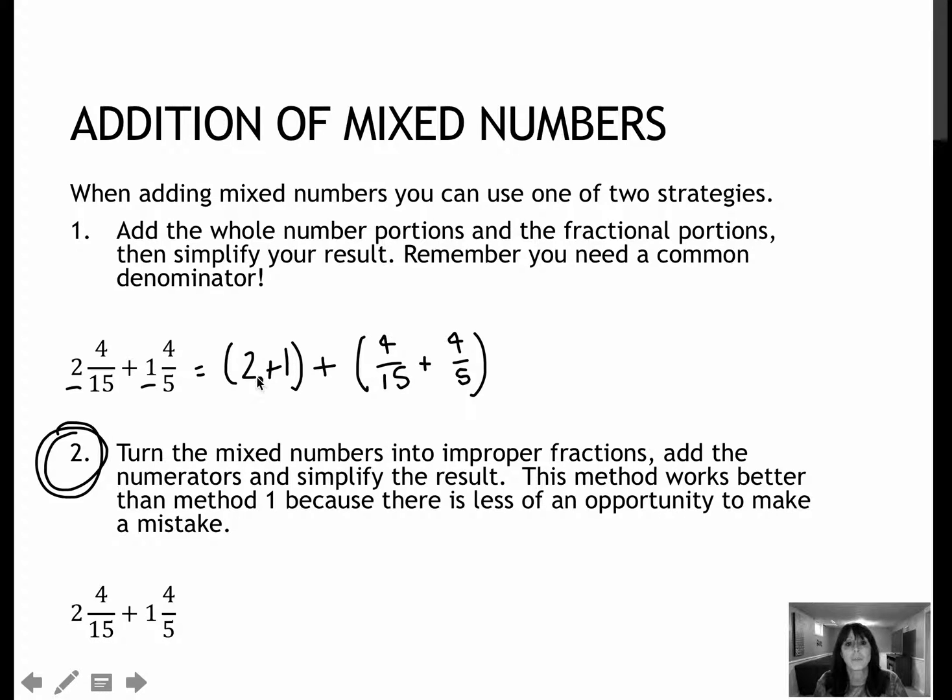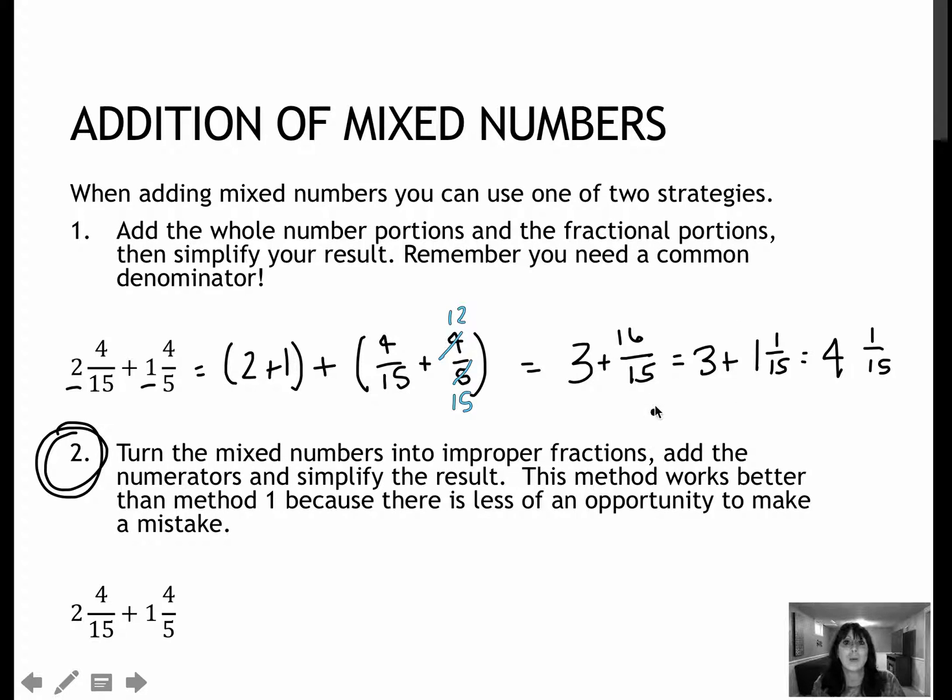So 2 plus 1 is obviously 3, and 4/15 plus 4/5, I would have to multiply 4 by 3 to get 12 and 5 by 3 to get 15, so that I could then add 4 plus 12, or 16/15. So I have 3 plus 16/15. Well, 16/15 is improper, so 16/15 would reduce to 1 and 1/15, and then I would end up with 3 plus 1, or 4 and 1/15.